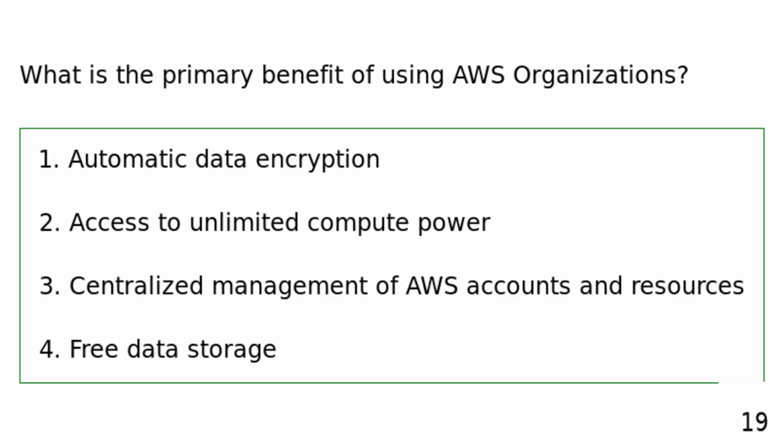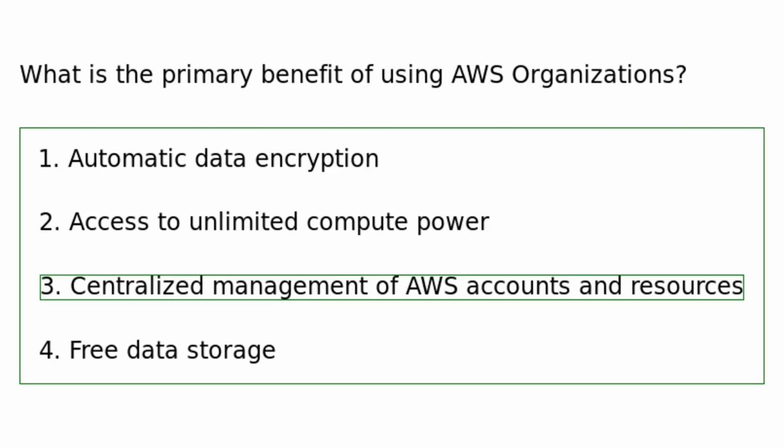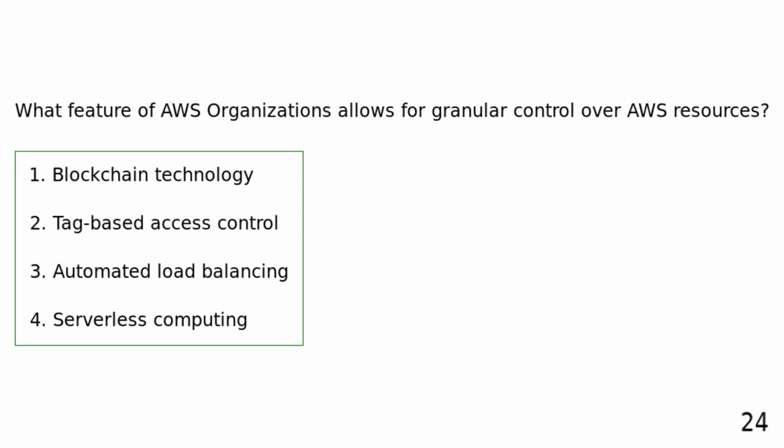Automatic data encryption. Access to unlimited compute power. Centralized management of AWS accounts and resources. Free data storage. The primary benefit of using AWS Organizations is the centralized management of AWS accounts and resources for enhanced control and security. What feature of AWS Organizations allows for granular control over AWS resources?